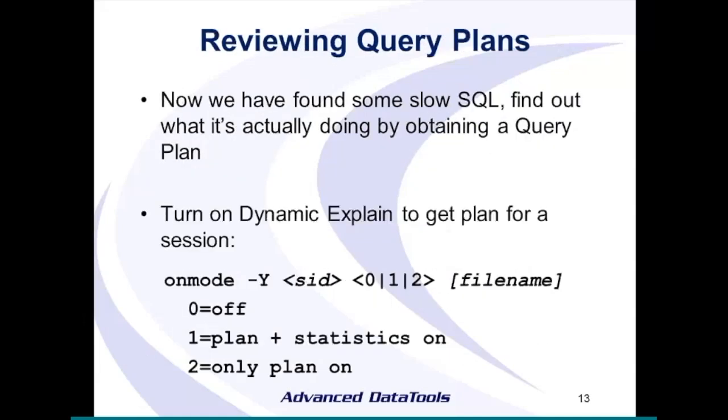Okay, so now we found some SQL that's running a bit slow. Let's find out a bit more of what it's really doing by looking at the query plan. One way to do that is to turn on the dynamic explain with onmode -Y. You supply it the session ID, then a parameter 0, 1, or 2, and an optional file name of where you want the output to go. So the 0 turns off the dynamic explain if you've already set it. The 1 creates or writes out the plan and the query statistics. If you just want the plan, you use a value of 2.